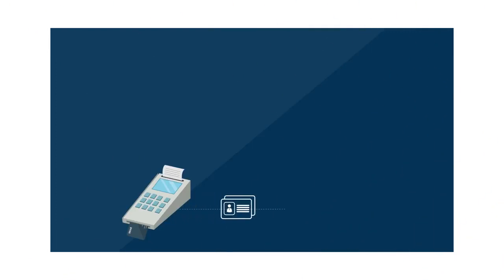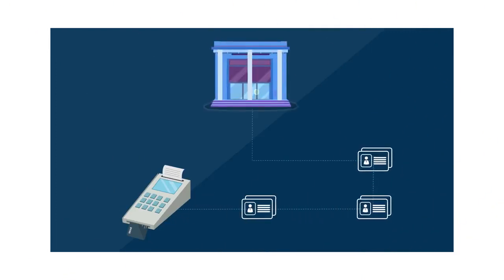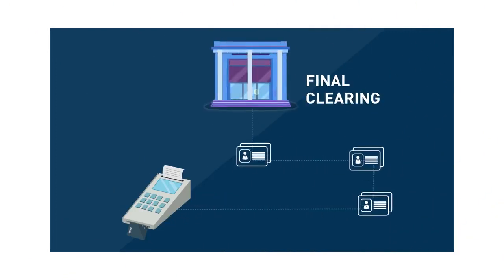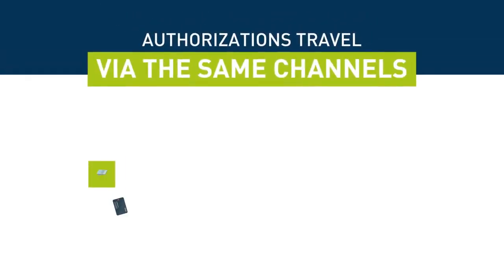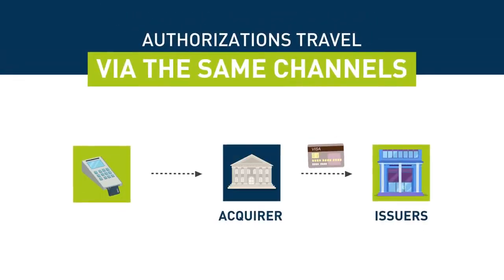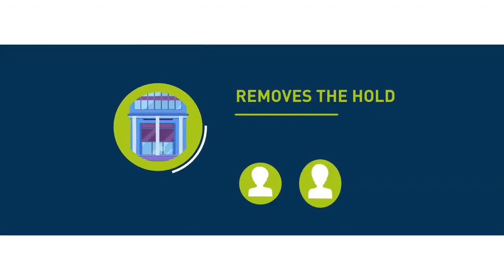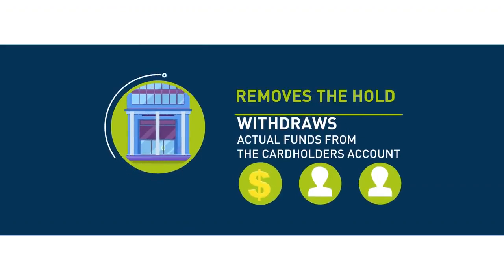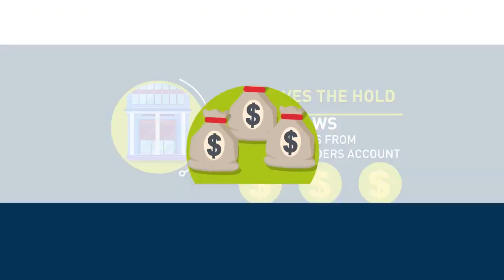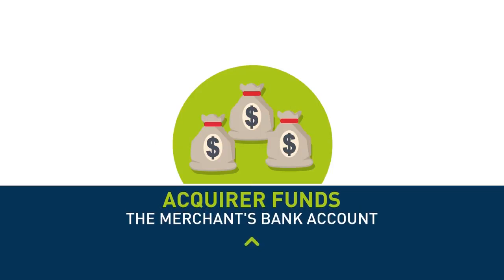When Bob settles the batch, each authorization travels back to the respective issuing bank for a final clearing. The authorizations travel via the same channels as before. First, they go to the acquirer, and then via credit card networks to the issuers. Each issuing bank removes the hold and withdraws actual funds from the cardholder's account instead. Next, the acquirer funds the merchant's bank account.